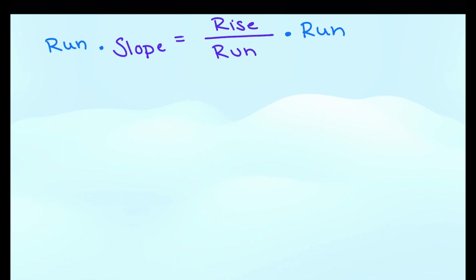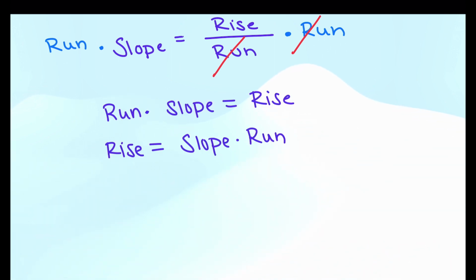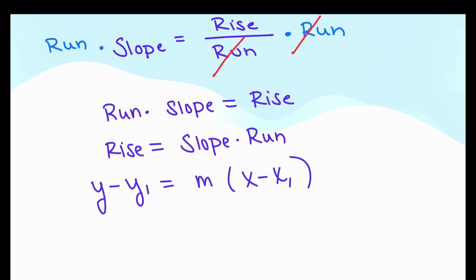Let's see what happens if we multiply both sides by the run, by the change in x. On the right-hand side, we can cancel those runs out, one on top and one on the bottom. So now I'm left with run times slope equals the rise. Or if we write it in the opposite order, the rise has to equal the slope times the run. In terms of variables or letters, rise is our change in y, has to equal slope, which is m, times change in x. And that is our point-slope formula.